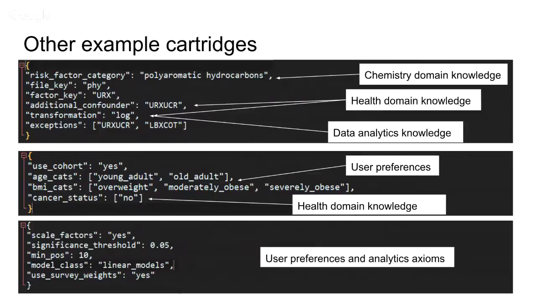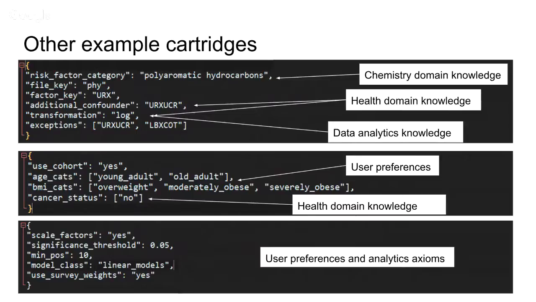Here we have this additional confounder. What that's saying is that in NHANES, polyaromatic hydrocarbons are measured in urine, and people have realized that when you're looking at various risk factors, you also need to control for this URXUCR. When the risk analyzer is doing its full model, it'll grab the confounders we think we need and look for other ones that might be risk factor specific.